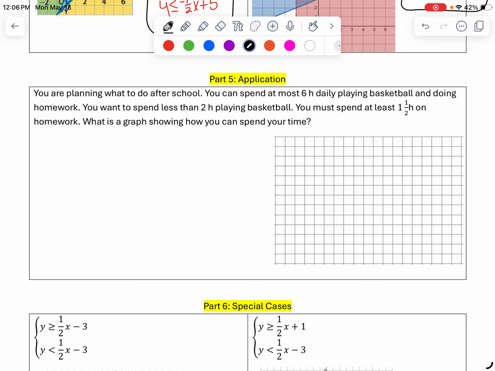Application: you're planning to do work after school. You can spend 6 hours daily playing basketball and doing homework. You want to spend at least 2 hours playing basketball. You must spend at least a half hour on homework. What is the graph showing how you can spend your time?